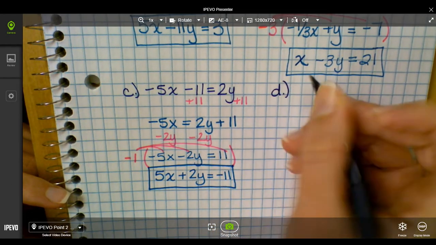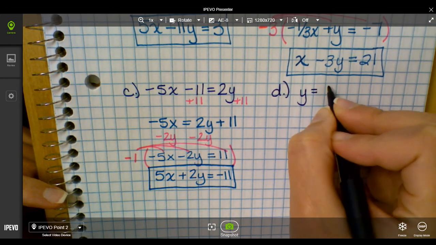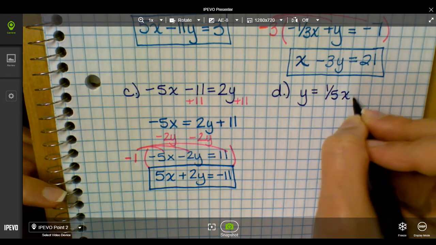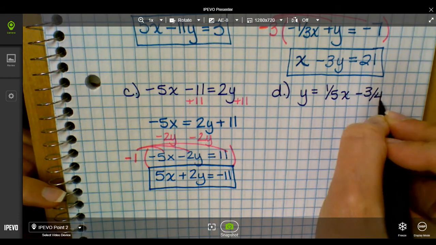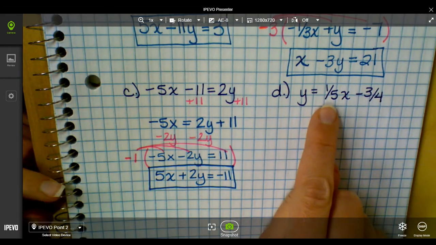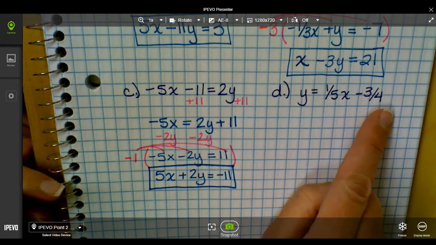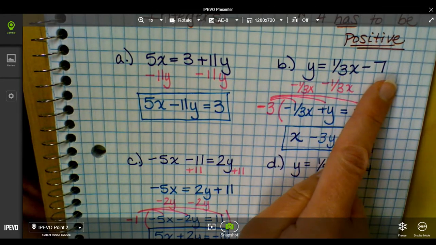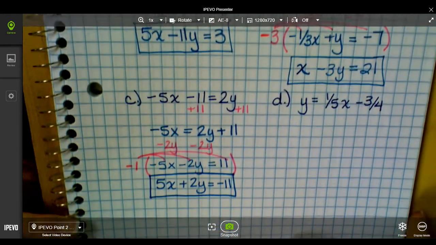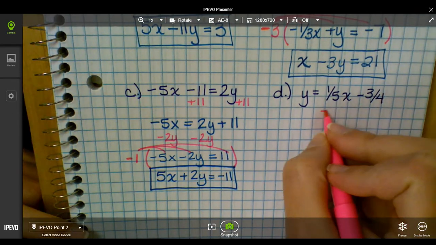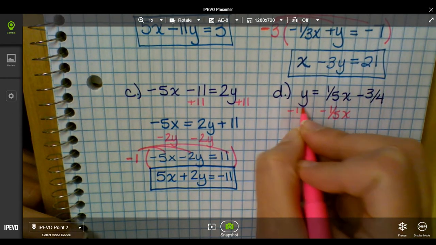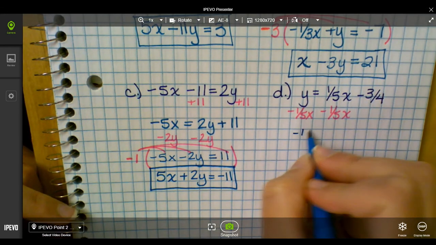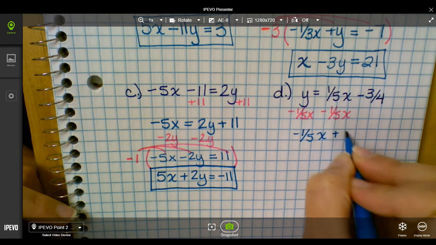Okay, the last one in this section, I'm going to have you guys practice this, actually, no, I'm going to do this one because it's a little bit more tricky. All right, so now, notice I have a couple of fractions. That's why I'm going to go through this one with you. So it's kind of like the one where we were in slope-intercept form. We have to get our x's to the left side. So negative 1/5 x, subtract that over. So now we have negative 1/5 x plus 1y.